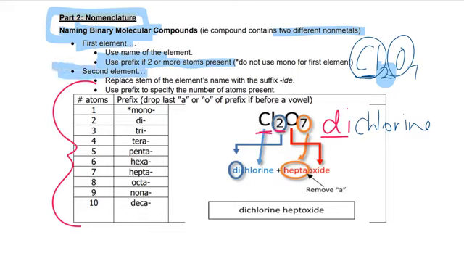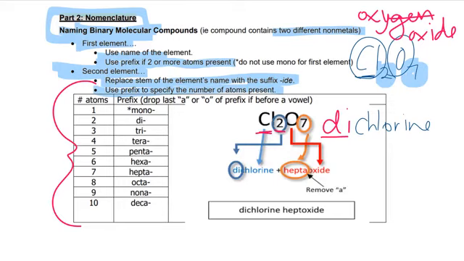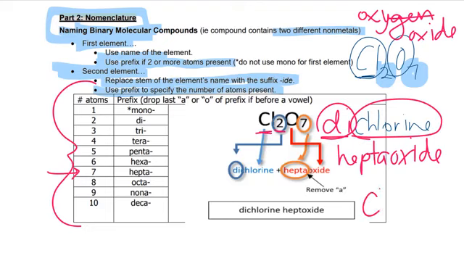Then, for the second element here, replace the stem of the element's name with "ide." So we know oxygen turns to oxide. But again, we need to use a prefix to tell me how many oxides. Well, there is 7. So looking at my little chart here, 7 means hepta. So it's dichlorine, and then I'm going to say heptaoxide. So dichlorine means Cl2, two chlorines. Heptaoxide means 7 oxygens, O7.